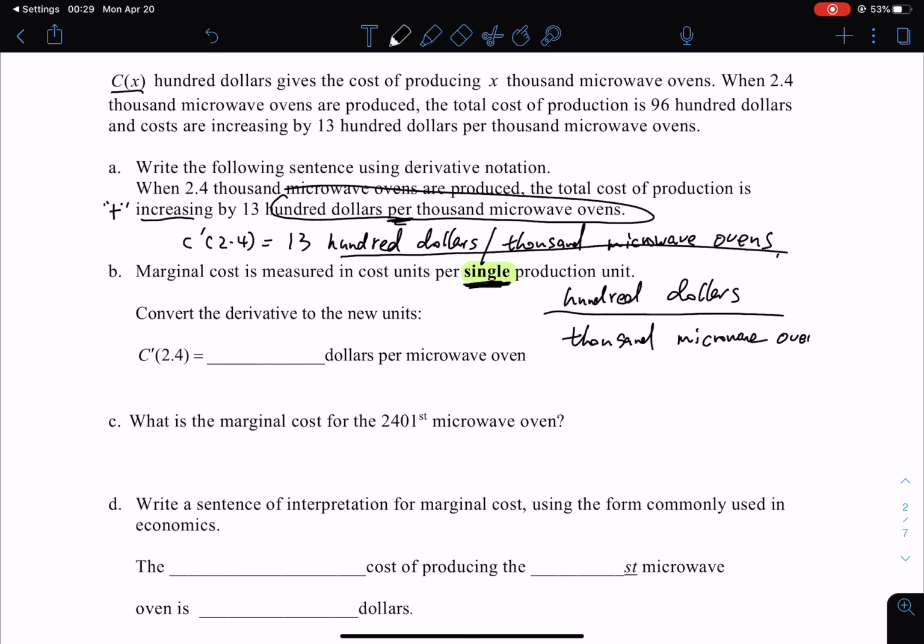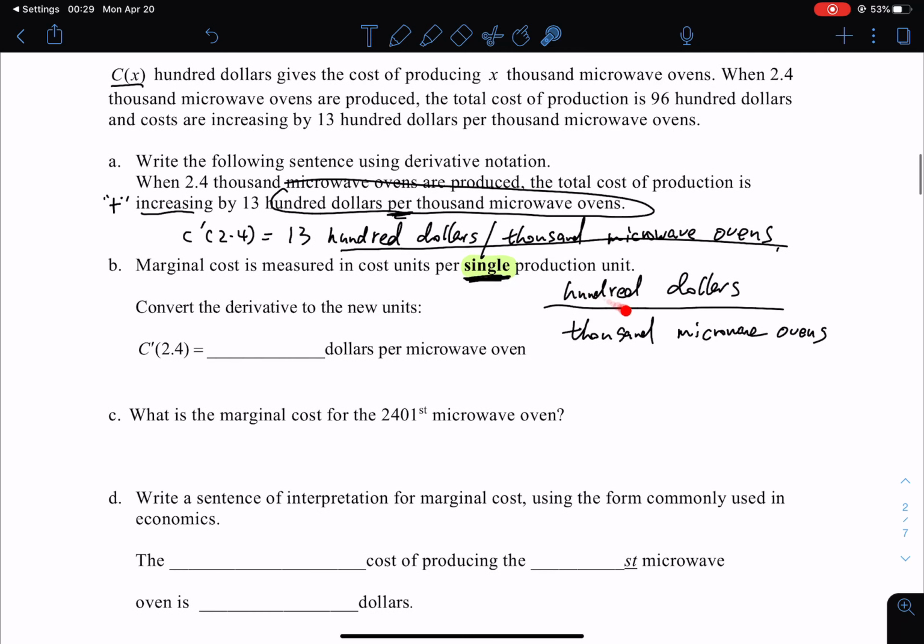microwave ovens. So let's see what can be cancelled. 100 can be cancelled. All right, so we have 10 here, because 1,000 is 100 multiplied by 10. So you can see here, let's change it to a blue one. $1,300 per 1,000 microwave ovens is the same as $1.3 per 10 microwave ovens.